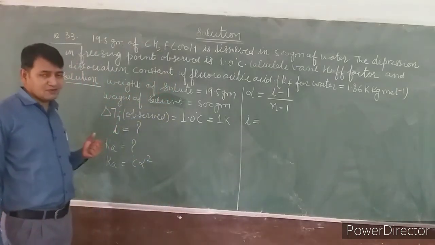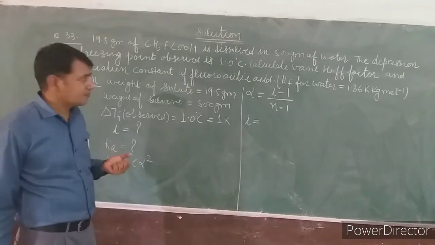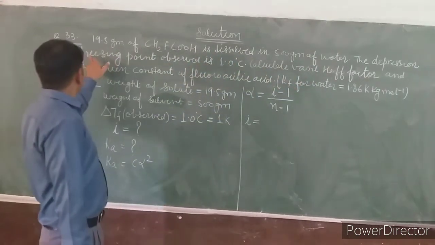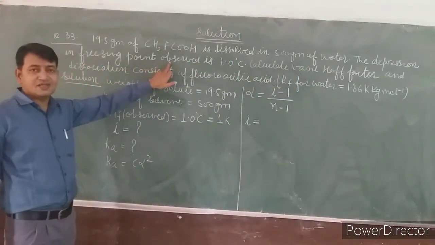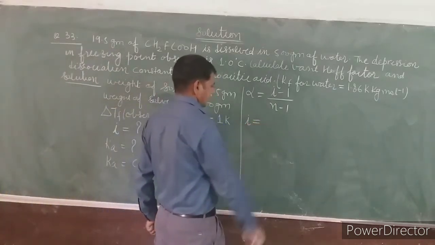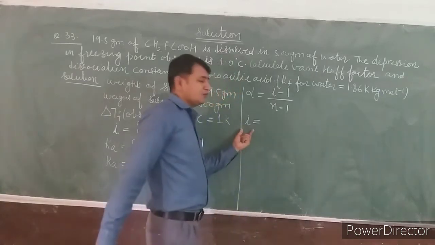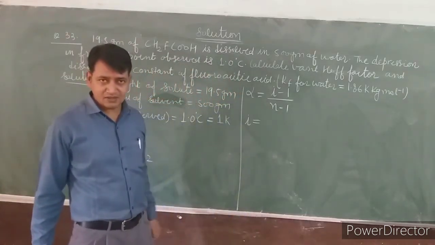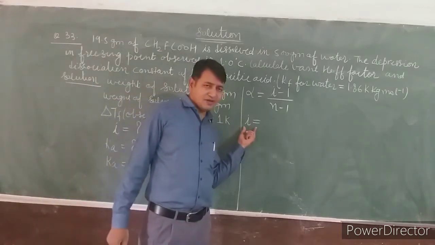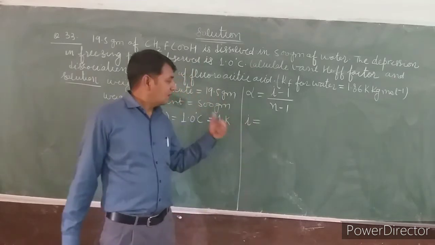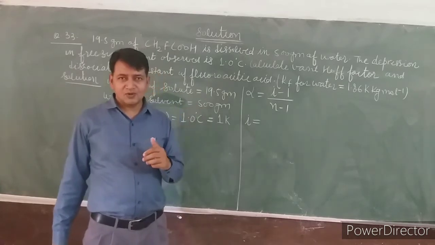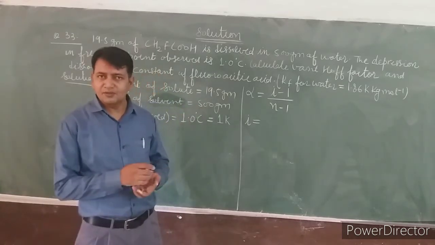Here one hint has been given, which formula we have to apply here. You can observe that the depression in freezing point observed has been given. It means we have to use i in terms of colligative properties, and we have already explained that in terms of colligative properties, the formula of i will be abnormal colligative property upon normal colligative property.